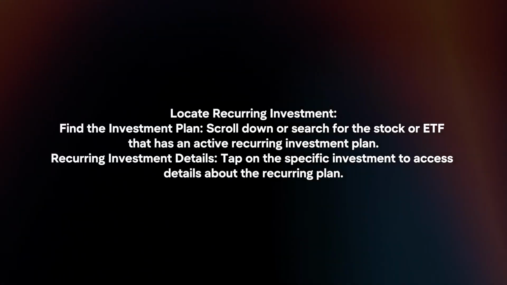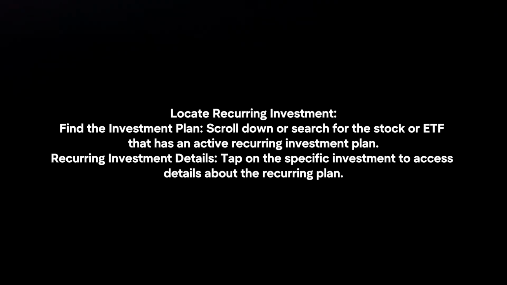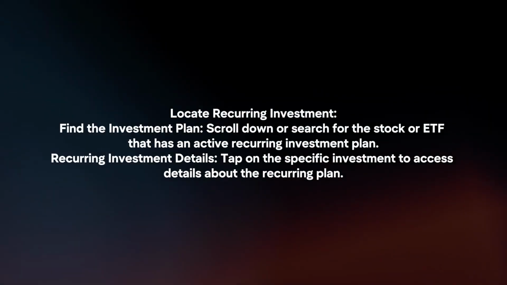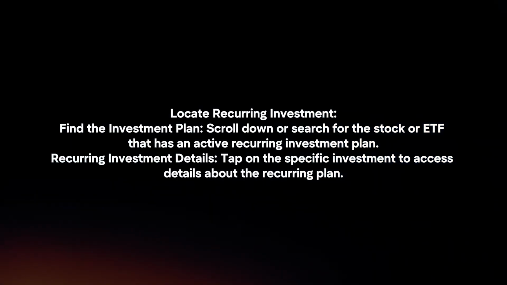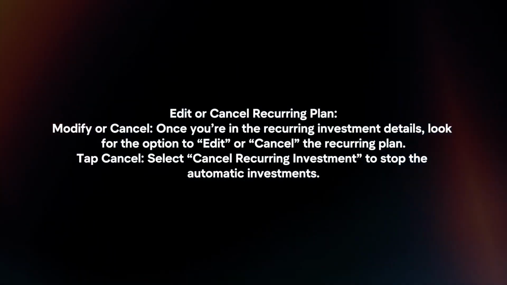Locate recurring investment. Find the investment plan. Scroll down or search for the stock or ETF that has an active recurring investment plan. Recurring investment details. Tap on the specific investment to access details about the recurring plan. Edit or cancel recurring plan. Modify or cancel.